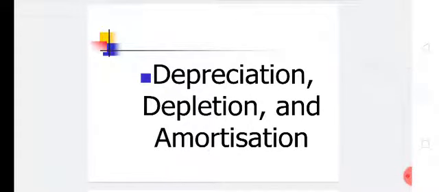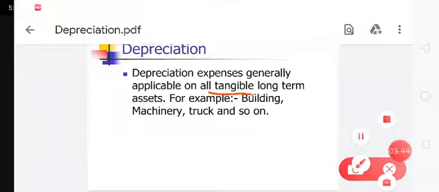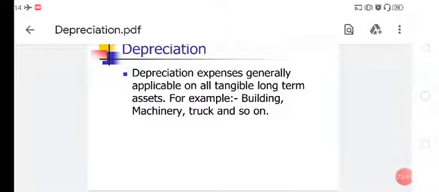Now there are some words that we use according to the nature of the product. First of all depreciation, which we have already discussed, second depletion, and after that amortization. But again I want to share some information related to the word depreciation. Depreciation expense is generally applicable on all tangible long-term assets. The very important thing: all tangible long-term assets, for example building, machinery, truck, and so on.